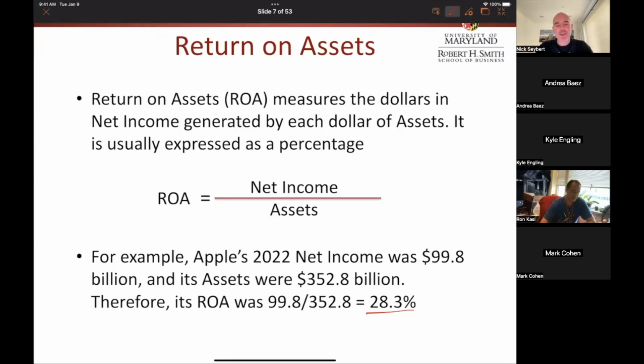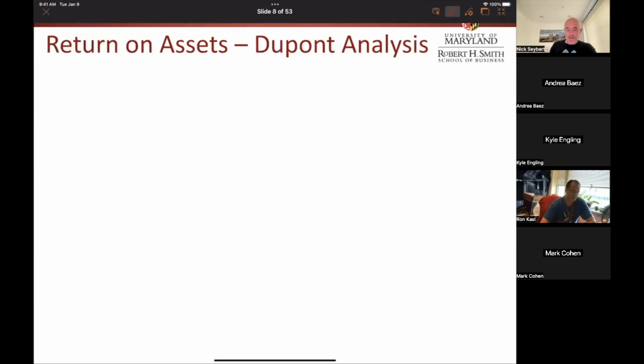So that's just an example of ROA, and we're going to get a little more complex now, okay? And we're going to calculate by hand. You can follow along with me.